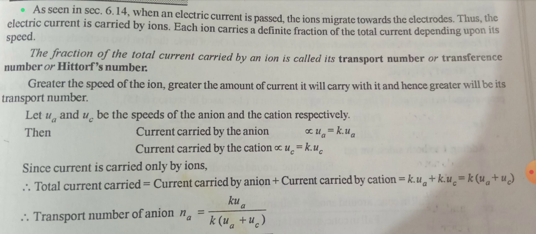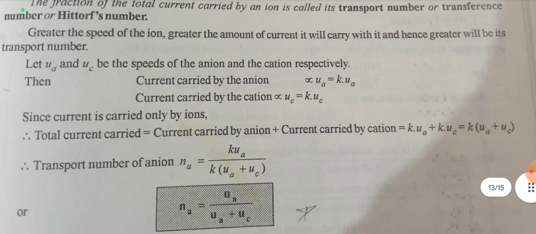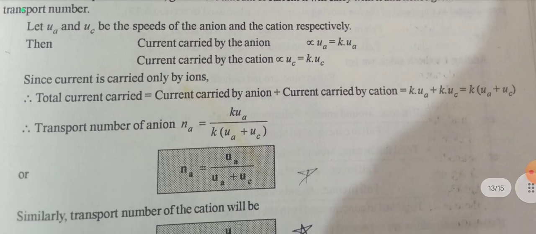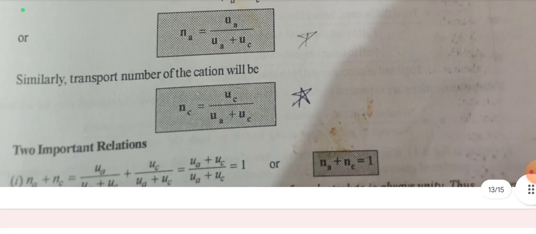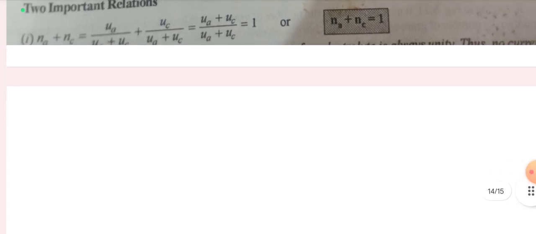Let UA and UC be the speeds of the anion and cation respectively. Current carried by the anion is proportional to UA, and current carried by the cation is proportional to UC. Since current is carried only by ions, total current carried is equal to current carried by anion plus current carried by cation. Transport number of an anion, Na, is equal to kUA by kUA plus kUC, that is UA by UA plus UC. Similarly, transport number of cation will be Nc is equal to UC by UA plus UC.